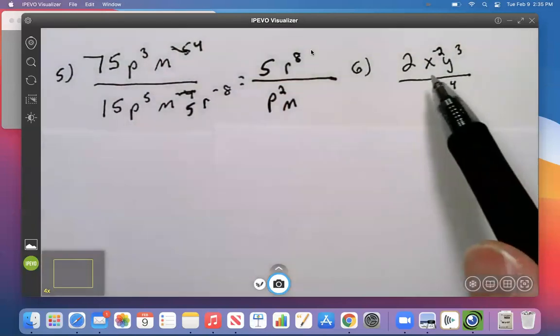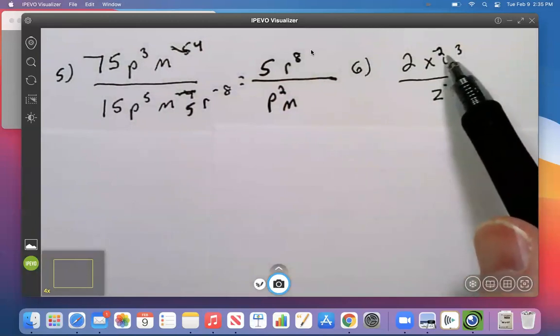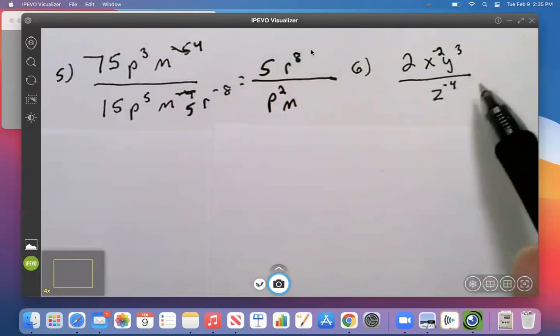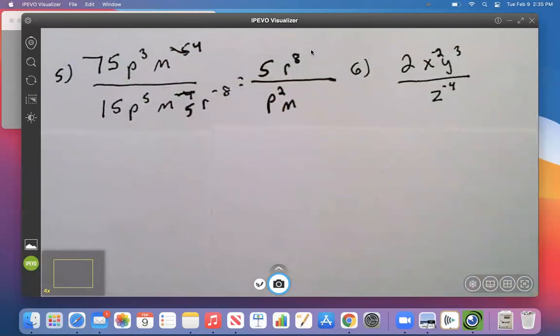Number 6 says 2x to the negative 2 power y cubed over z to the negative 4. Give 6 a try.